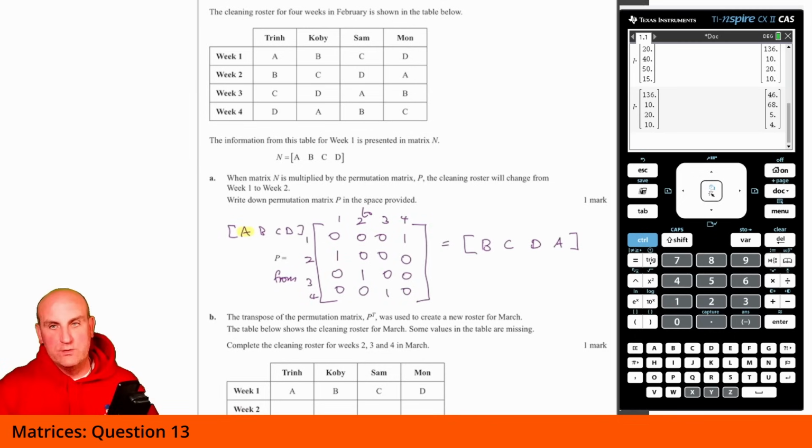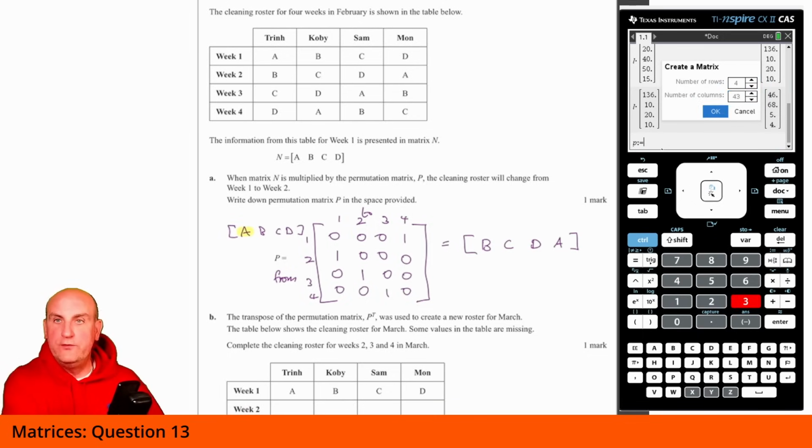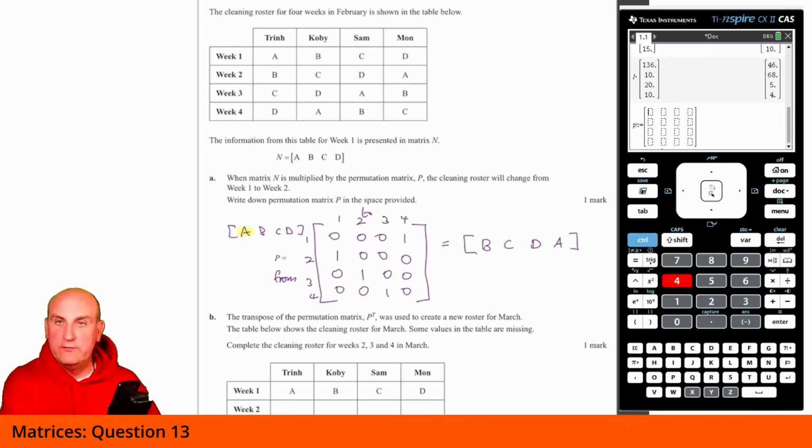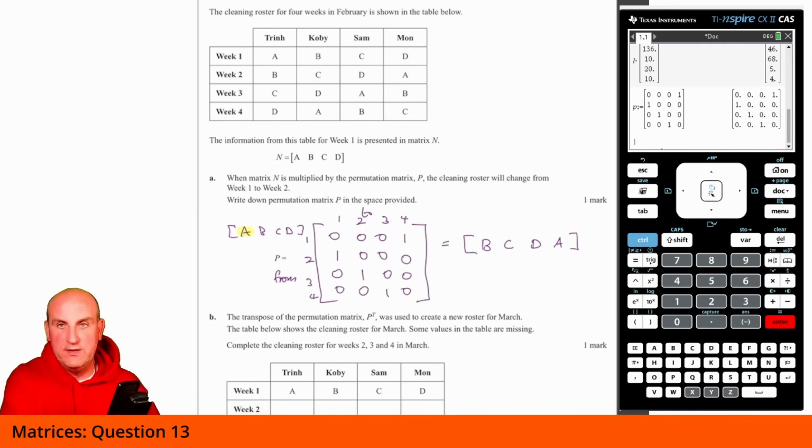So what I did here was I actually put in P. So I said, well, okay, here's my P becomes equal to, let's put in a 4x4 matrix. 4x4, if you will. Not 4x43, it would be here all day. 4x4 is 0, 0, 0, 1, 1, 0, 0, 0, 0, 1, 0, 0, 0, 0, 1, 0. There we go. So there's my P.